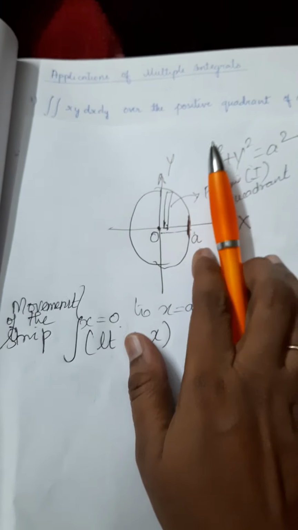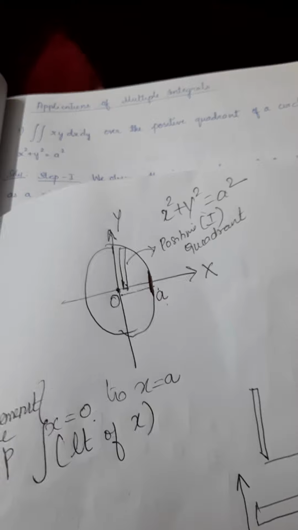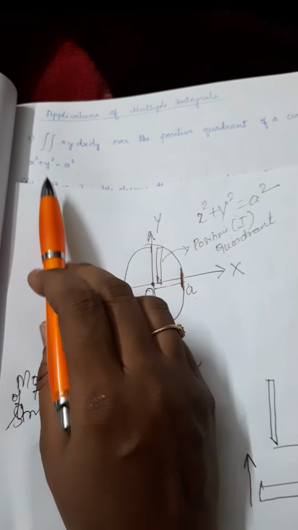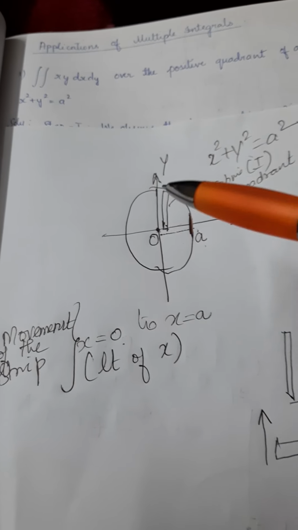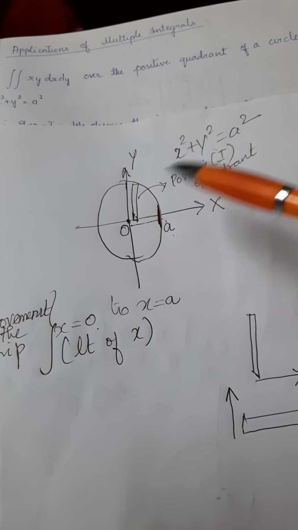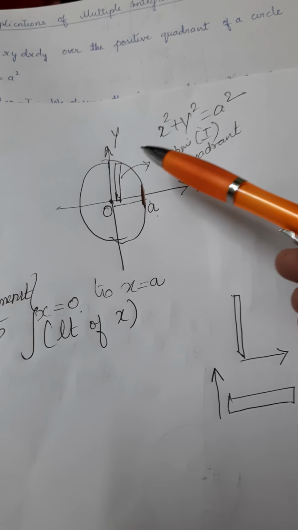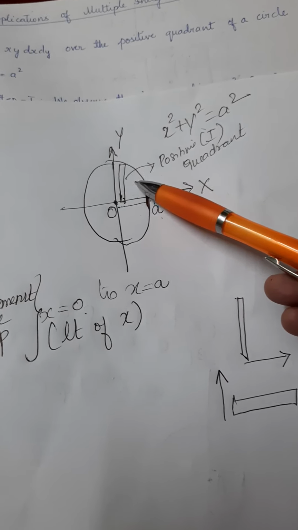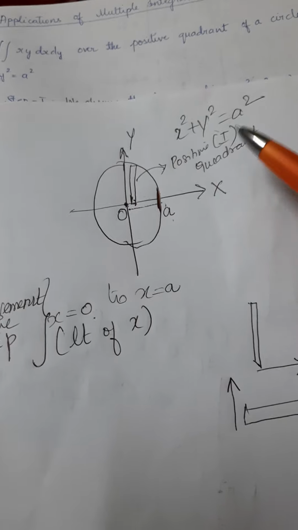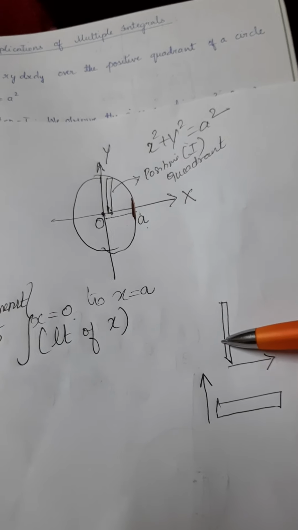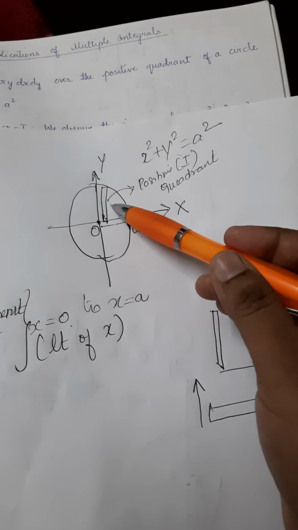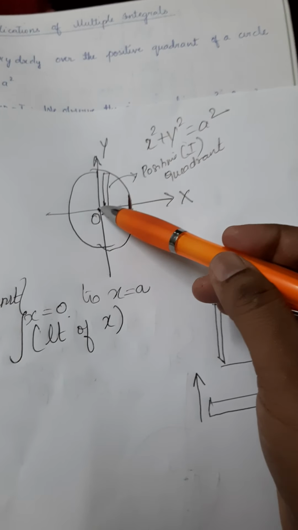The only hint or constraint given to us is an equation. The equation is nothing but the equation of a circle. So we have drawn a circle for which the given region is a positive quadrant, the first quadrant. Therefore, to get the limits, we are going to consider a strip. This is the procedure: consider the strip in the defined region and allow the strip to move.